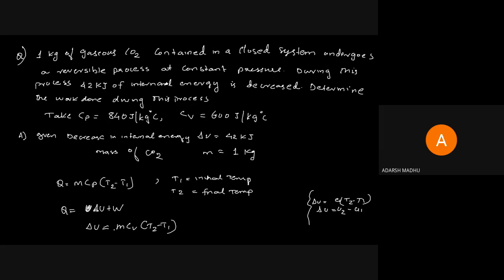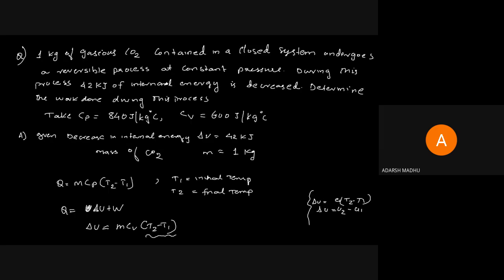So here delta U is given as 42 for a mass m, and Cv is given. So from here we can find the value of T2 minus T1. We can find only T2 minus T1, not T2 and T1 separately. You can find the value of T2 minus T1 together.